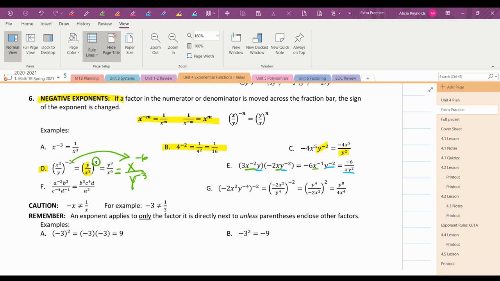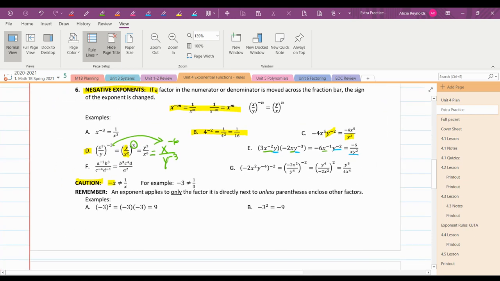So we need to make sure that we are being very careful that the negative out front has nothing to do with the negative exponent. So the exponent only applies to the factor that is directly next to it unless parentheses enclose other factors. So here I have parentheses, so that's saying -3 times -3. This is saying negative 3 squared. So 3 squared is going to be negative.